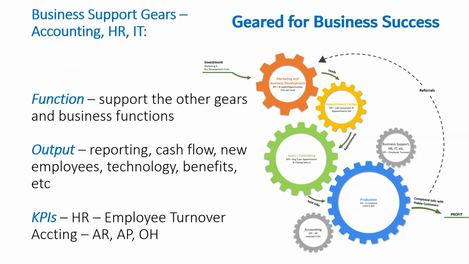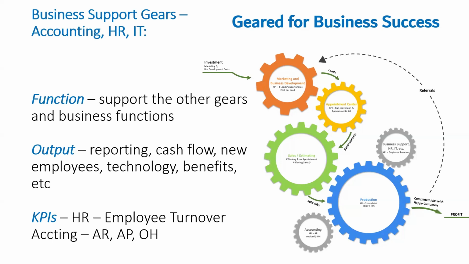Some of the support gears, well, the support gears are super important. Their functions vary immensely, but their overall purpose is to support the other gears and to make the business function well. So their outputs can vary, but they tend to be things like reporting and cash flow and new employees and technology benefits, all these kinds of things that keep the machine running well as support gears.